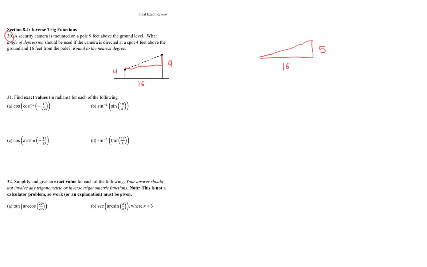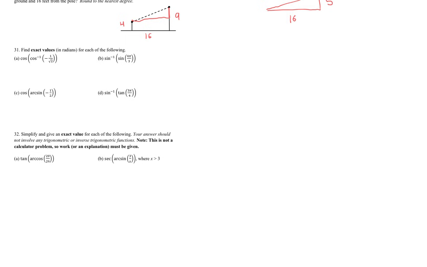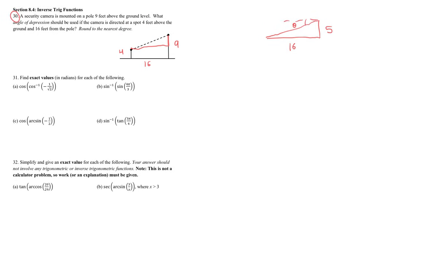What angle of depression, which we know is going to be this angle right here, should we use? We know that angle is equal to this angle. So that tells us that tangent of theta is equal to 5 over 16. Then we'll find the inverse tangent of 5 over 16, which gets us equal to 17 degrees, around there.